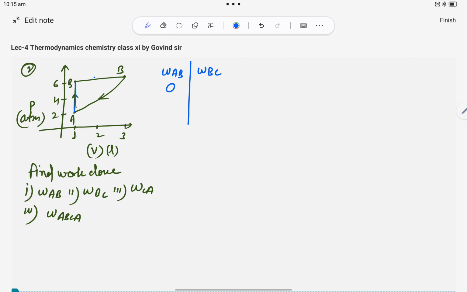B to C. This B to C is expansion. And what area is it covering? This area. It's a rectangle. So area of rectangle is length into breadth, 2 into 6. So it will be 12 atm liter. And expansion is there, then minus.